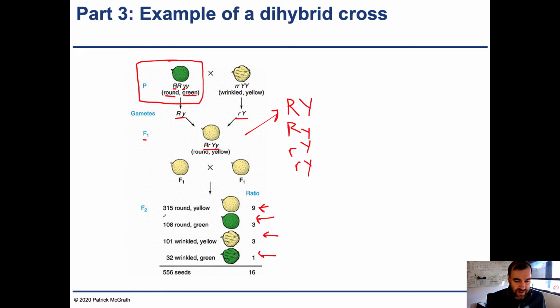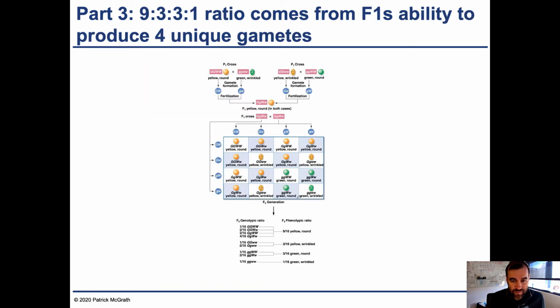This gives you an example of data that was seen by Mendel, but the ratio, again, is approximately 9:3:3:1. So how do we figure out that ratio?